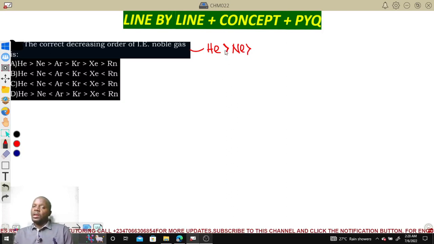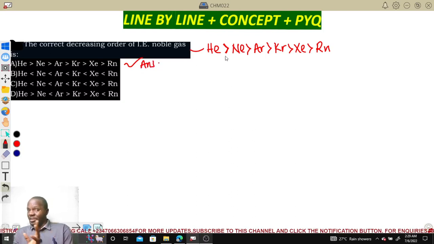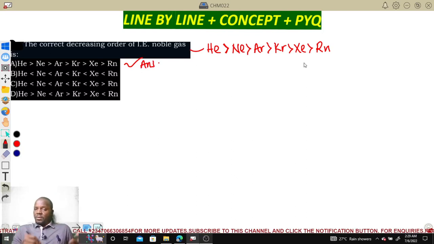So helium is greater than neon. That is in terms of their decreasing power. So after neon, argon, krypton, xenon, and radon. This is what you are going to look at. So they said decreasing order, A should be correct. I hope you understand. I told you don't make mistakes, because anybody can make a mistake with the inequality sign. You may know it, but if you are not careful about the inequality sign, you might fall victim to mixing up those types of questions.